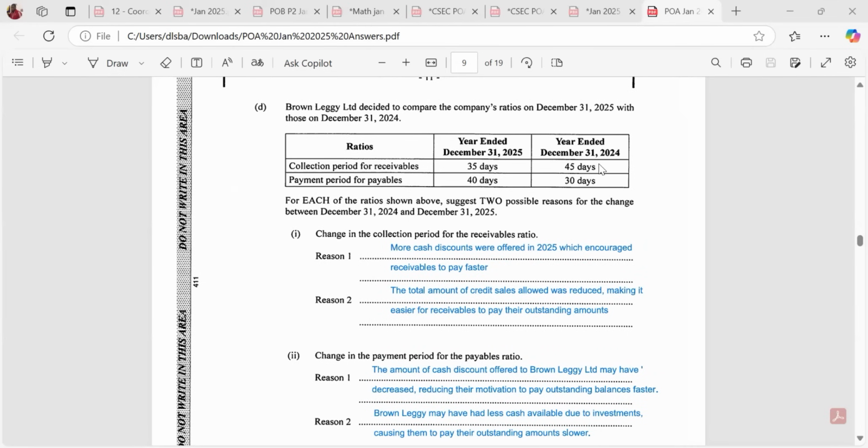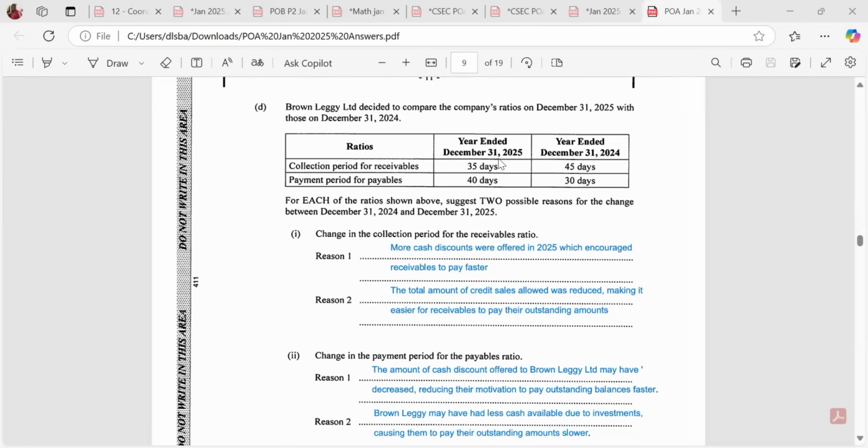So in 2024, it took us 45 days to collect from receivables. In 2025, it took us 35 days. That could be for a number of reasons. Once you put a reason that makes sense, you will get a mark. So what I put was that in 2025, they may have offered more cash discounts. Because remember, cash discount is given for prompt payment, and that might have encouraged them to pay faster.